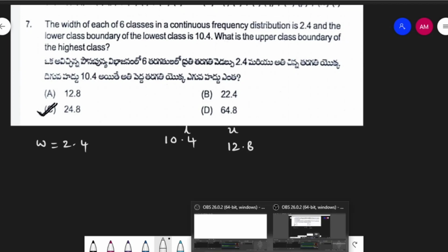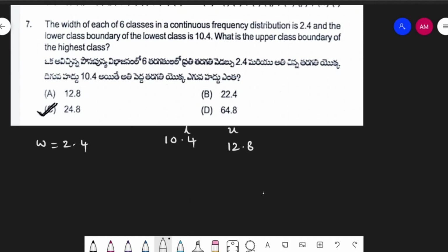How many classes are we having? We are having 6 classes. So 12.8 plus 2.4 will be 15.2, and 15.2 plus 2.4 will be 17.6. 17.6 plus 2.4 will be 20, and 20 plus 2.4 will be 22.4, and 22.4 plus 2.4 will be 24.8. So 1, 2, 3, 4, 5, 6.